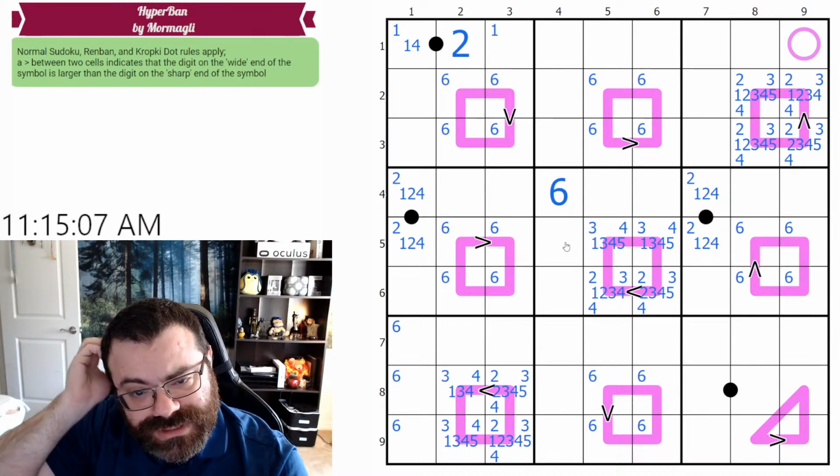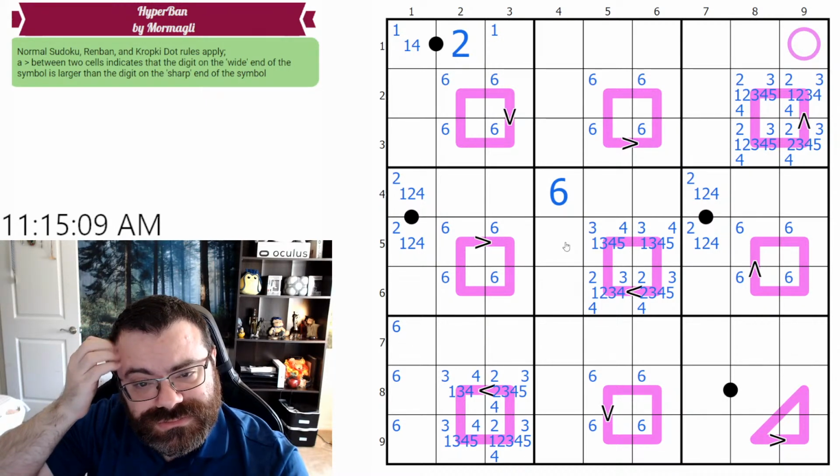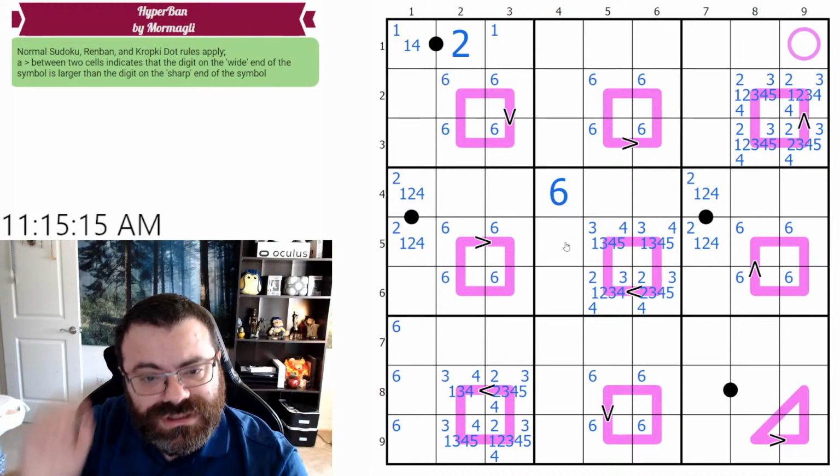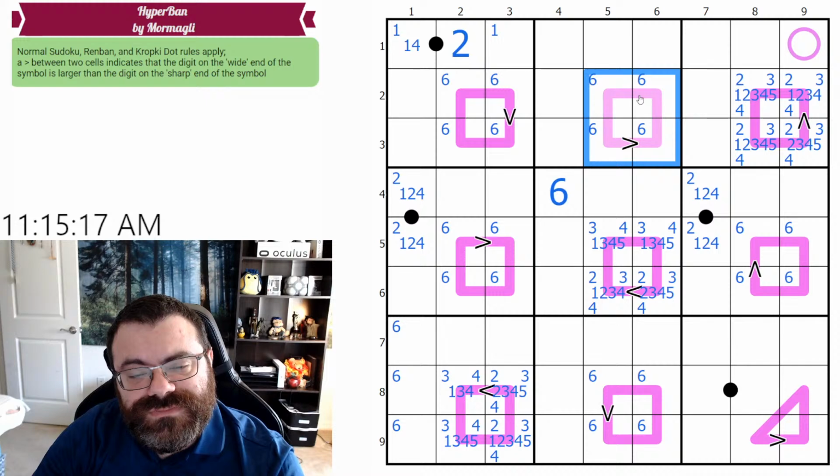What's wrong with 3 on it? Three, 4, 5, 6. Yeah, so this can't have a 3 on it either, because that would line up with the 3 here.